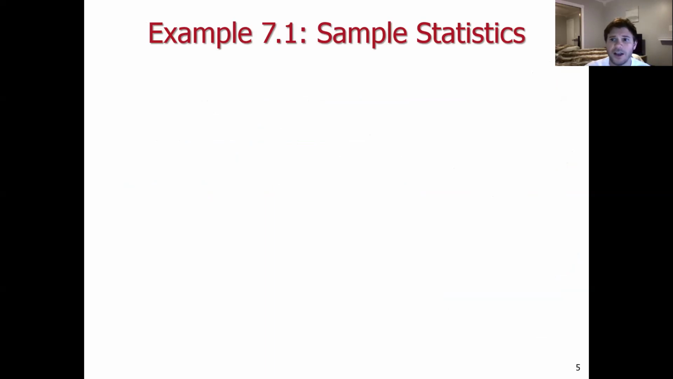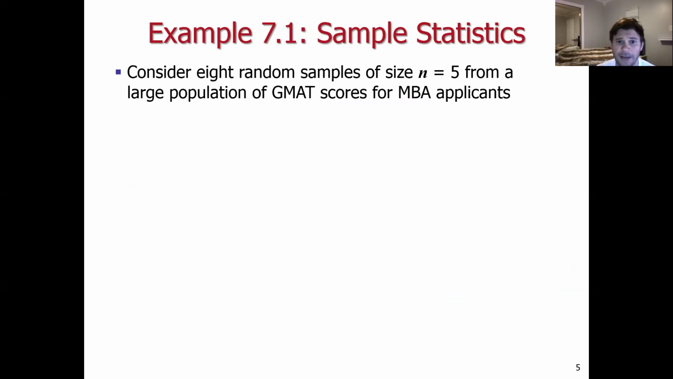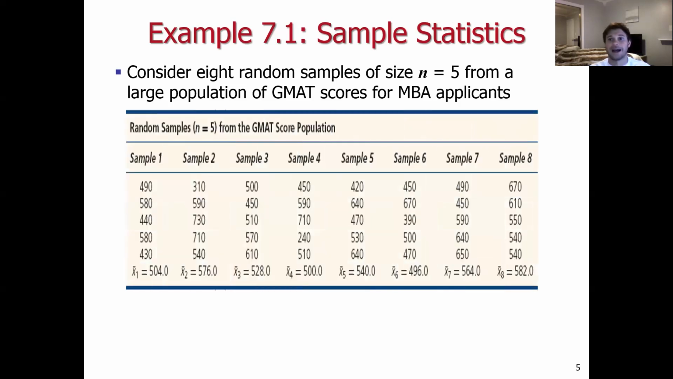So what we're going to do here is take a look at 8 random samples of size 5 from a larger population. The population we're going to be interested in here is the population of GMAT takers. So these are, again, potential MBA applicants here. And in any given year, there's about 250,000 individuals that take the GMAT through the GMAC. We're going to look at some sample data rather than looking at that entire population here. We're going to just draw random samples of size 5.